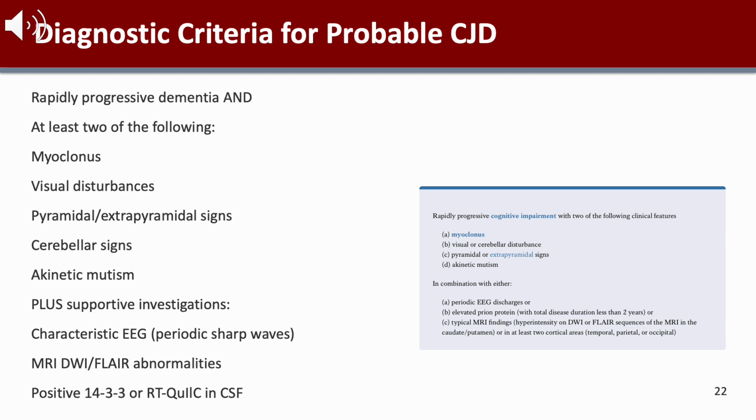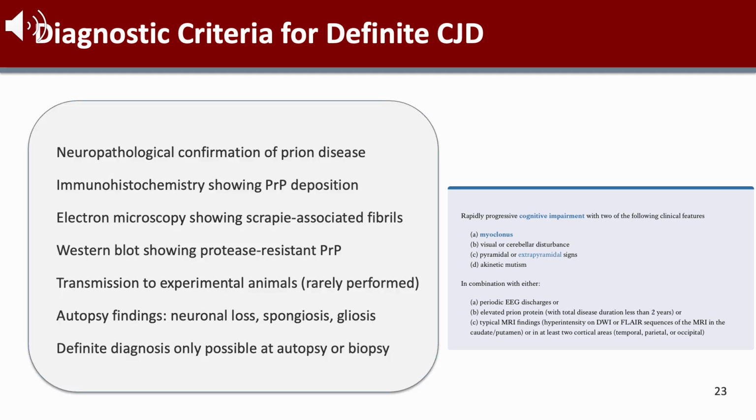autopsy confirmation. Definite diagnosis of Creutzfeldt-Jakob disease requires neuropathological confirmation. This typically occurs at autopsy, though brain biopsy can also provide definitive diagnosis. The neuropathological hallmarks include neuronal loss, spongiform changes, and gliosis. Immunohistochemistry can demonstrate the deposition of abnormal prion protein throughout the brain.